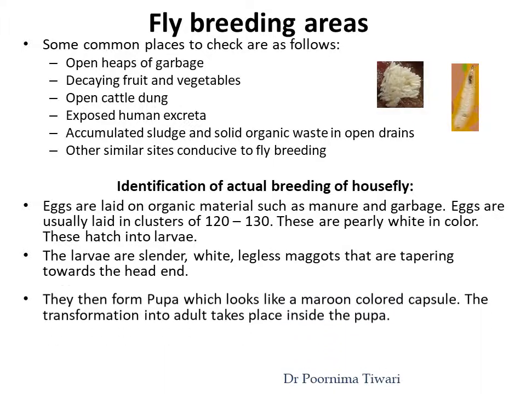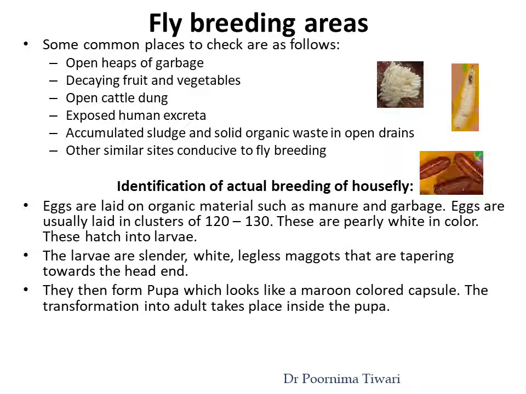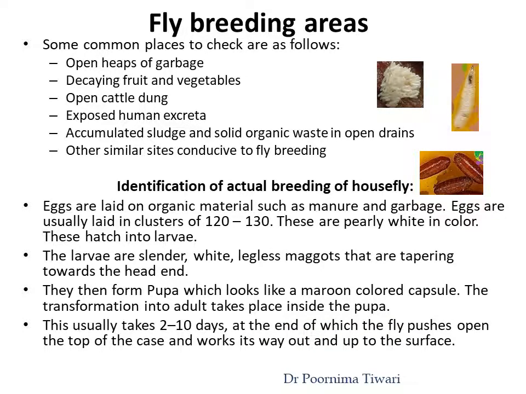The larvae then convert into pupa. The pupa looks like a maroon colored, bright color capsule. Inside the pupa, larva turns into adult fly. Now, a period of 2 to 10 days, depending upon the climatic conditions, the fly may develop inside pupa and break it open and fly out. So presence of any of these earlier life forms implies that fly breeding is present in or around the house.